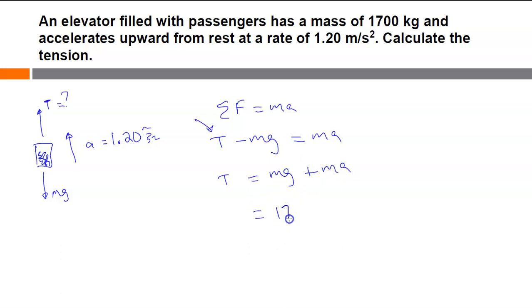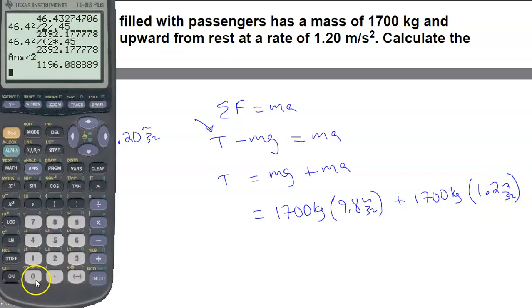And I know that the mass is 1,700 kilograms, and g is 9.8 meter per second squared, and the mass is 1,700 kilograms, and the acceleration is 1.2 meter per second squared. And I'm going to multiply this thing out, but I'm going to do it in pieces just to make a point. In real life, I would probably just go ahead and do this whole thing. Well, let's get this number right here, 16,660.